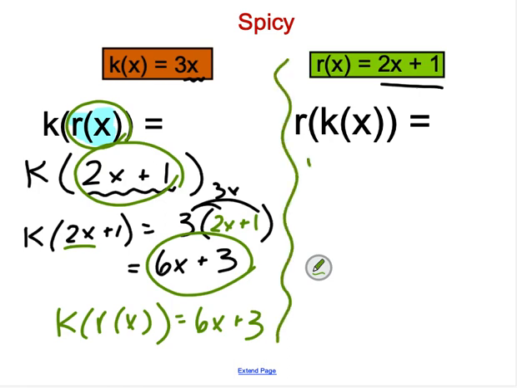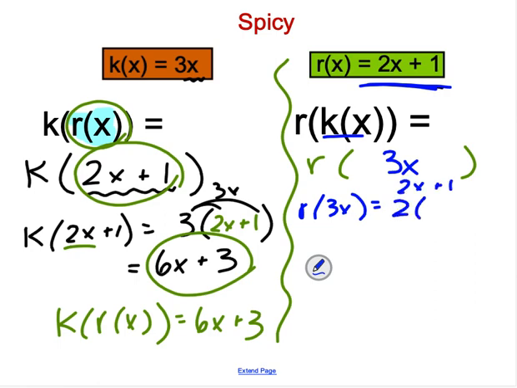All right, let's try going the other way around. R of K of x. I'm going to put the R with the parentheses so I don't forget I have to do that second set. And now I'm going to write in, well, what is K of x? It's 3x. That's as far as I can simplify. So now to do R of K of x, I'm going to plug it into the R of x equation. So in 2x plus 1, every time I see an x, I replace it with that 3x, and I simplify, and I get 6x plus 1. So in a table, the K of x was the first guy.